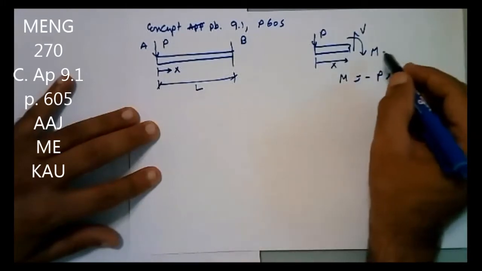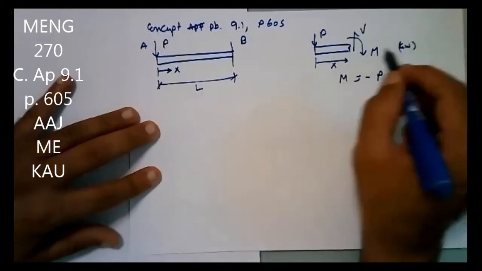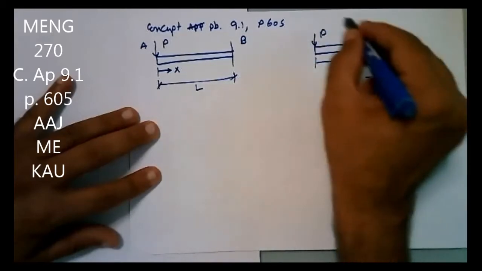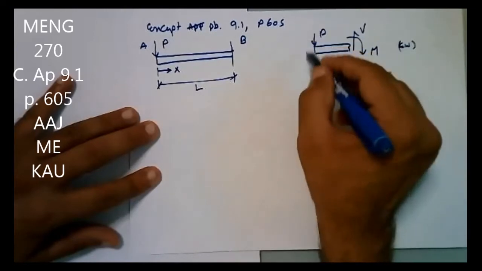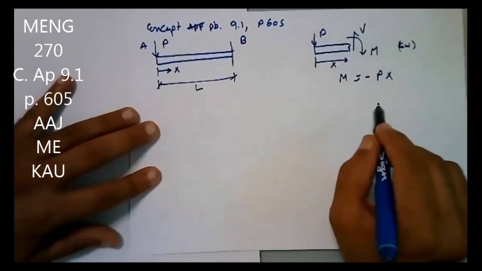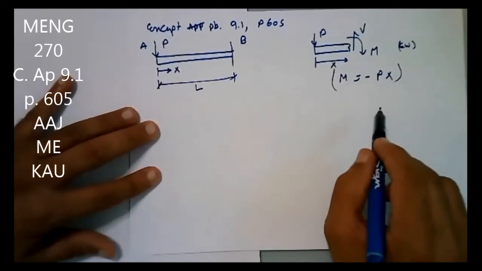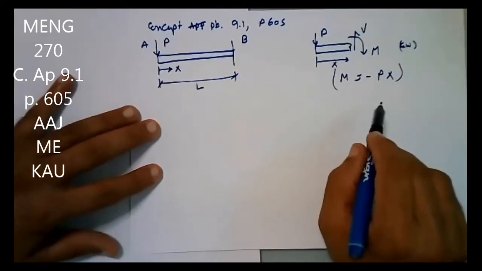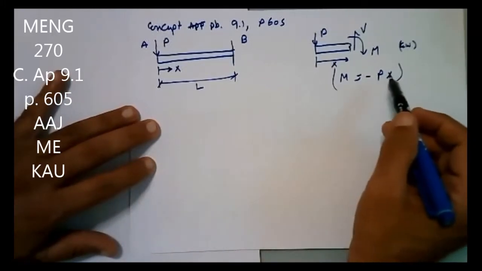This moment, assuming here is clockwise, it has to be clockwise, because counterclockwise will not be in equilibrium. So this is counterclockwise, this is clockwise. So this is the equation that we'll start with. The first difficulty in a deflection problem is to find this equation.